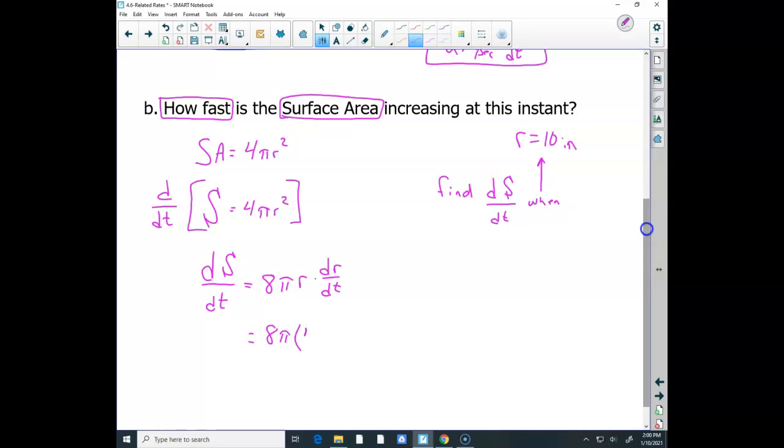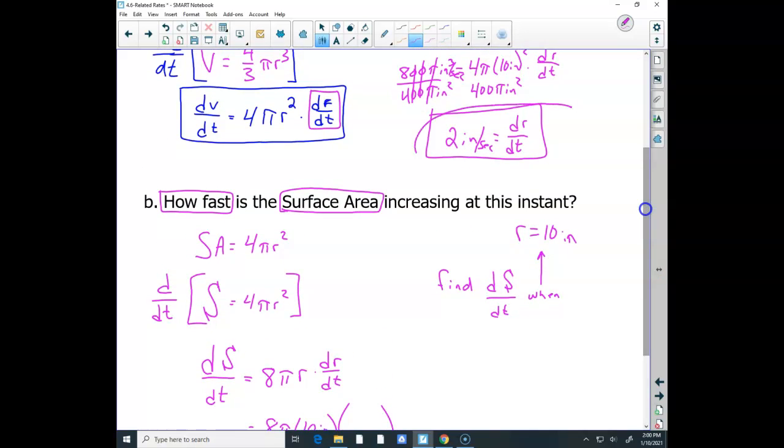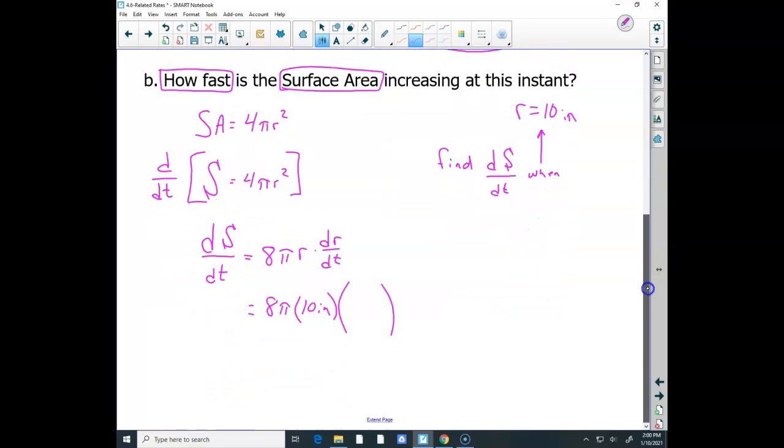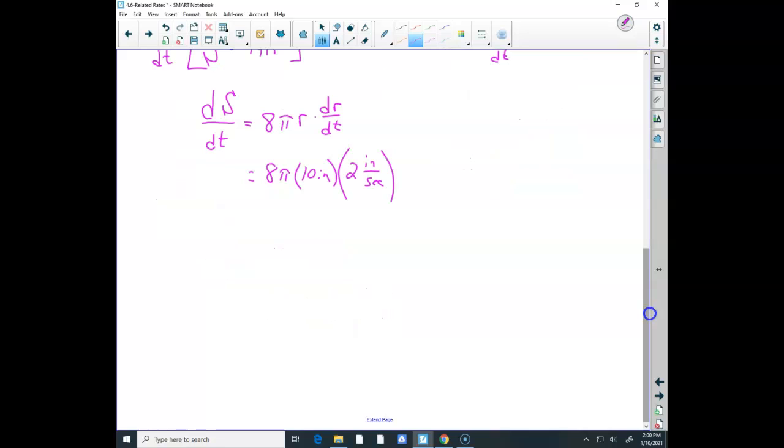My radius, yep, it's 10 inches. Well, what the heck is dr/dt at this exact moment in time? Whoa, check it out. Isn't that what we just created in the previous problem? Well, dr/dt is 2 inches per second. So I'm going to grab that guy in here. I'm going to say 2 inches per second. And what does that give me?